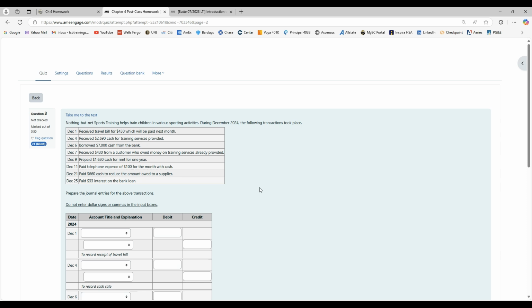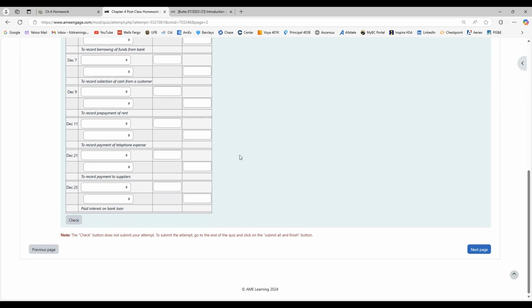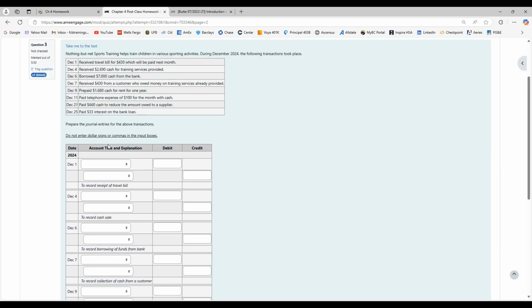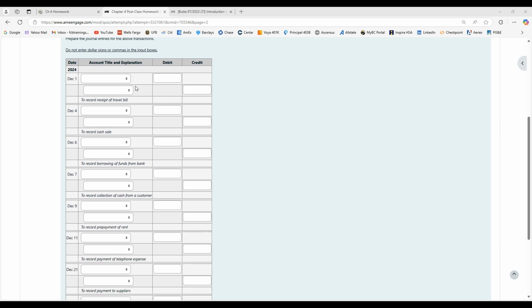All right, everyone, we are on to question number 3 here on the homework for chapter 4. And in this question, we are required to do a number of different journal entries. And we've got the transactions listed out here above. I'm going to take a quick screenshot snip of the transactions so I can scroll down a little easier and focus on the journal entries here.